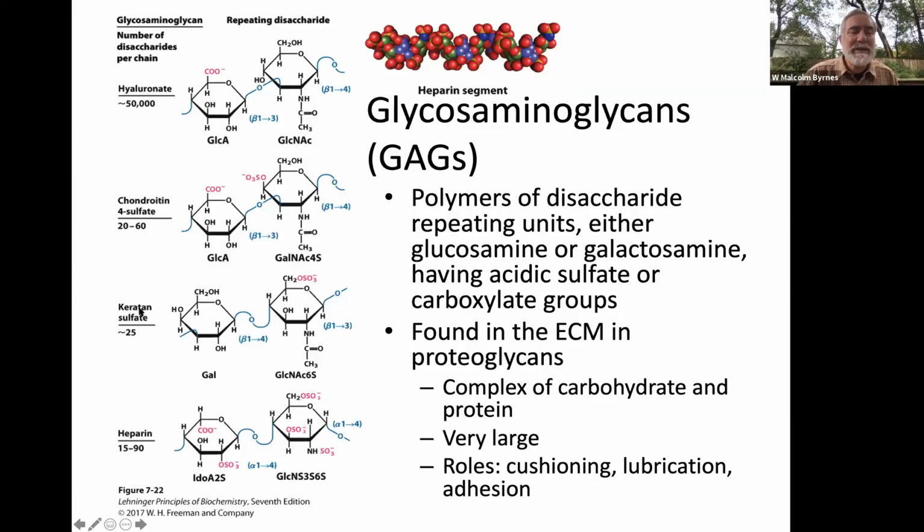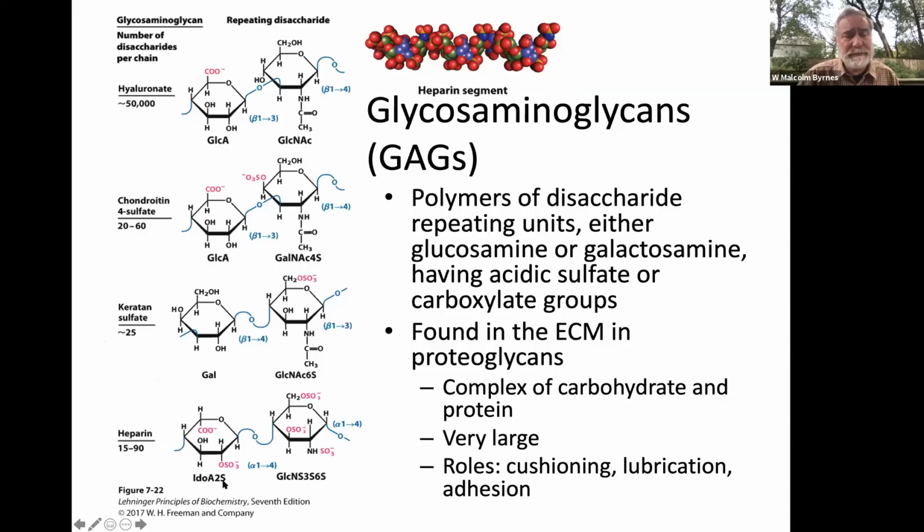All right. Keratan sulfate is another common glycosaminoglycan. It contains a galactose connected via a beta-1,4 O-glycosidic linkage to N-acetylglucosamine that has a sulfate on carbon 6. And it's connected to the next disaccharide by a beta-1,3 linkage. And then heparin, which has 15 to 90 of these disaccharides. Keratan sulfate had about 25.